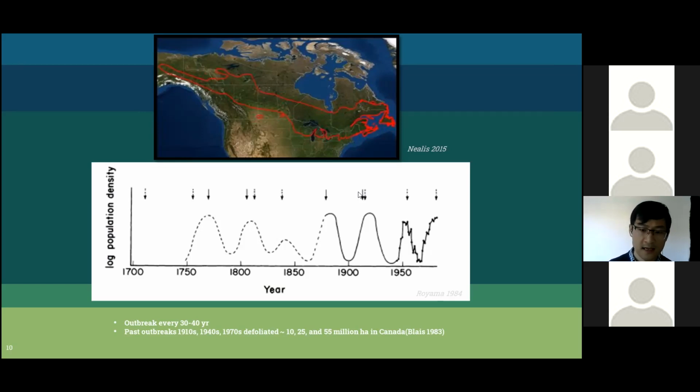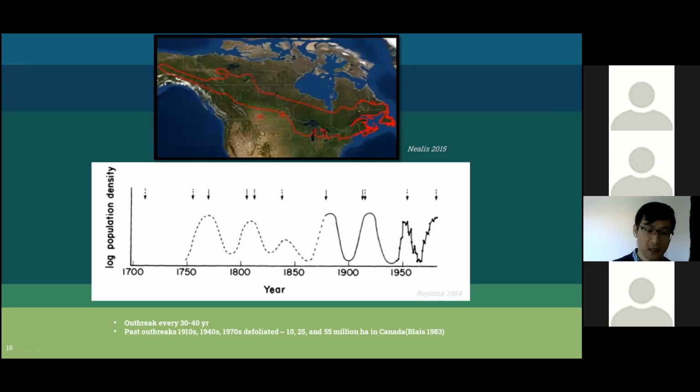If you see the zigzag line on the very left and very right, that's the sampling. These are the sampling data in New Brunswick and Quebec. And these solid lines are from historical records. And these dashed lines are from the tree ring study. So the arrows indicate the peak of the outbreak for New Brunswick and Quebec.